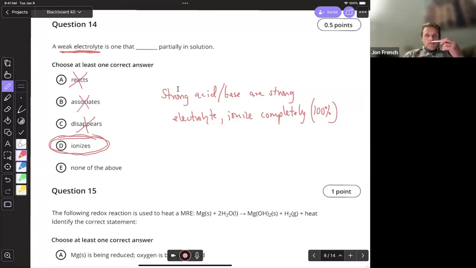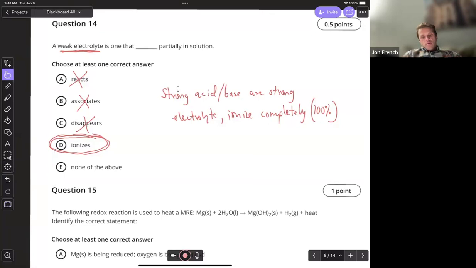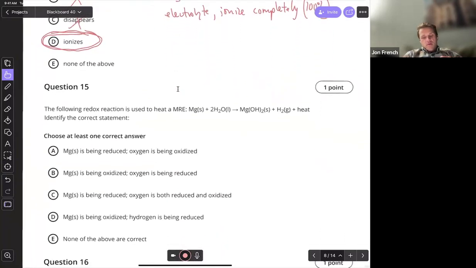On the study guide, what properties of electrolytes do we need to know? This question is basically where we talked about electrolytes. Strong acids and strong bases are strong electrolytes. They ionize completely. Weak acids and weak bases are weak electrolytes. They go into solution, but they only ionize part way. All right, we'll squeeze in question 15 here, and then we'll take our break and then get to the next group of questions.